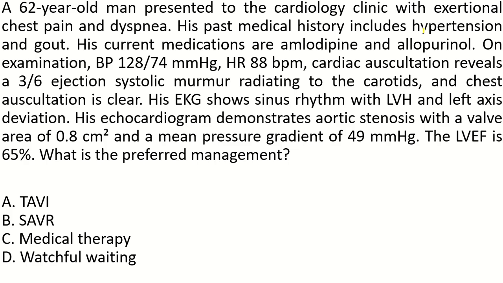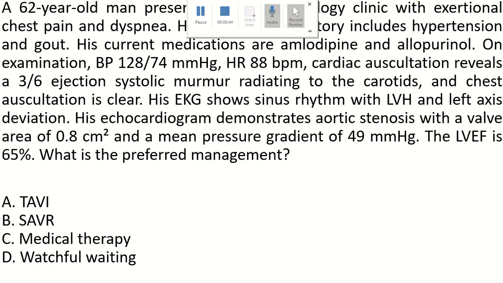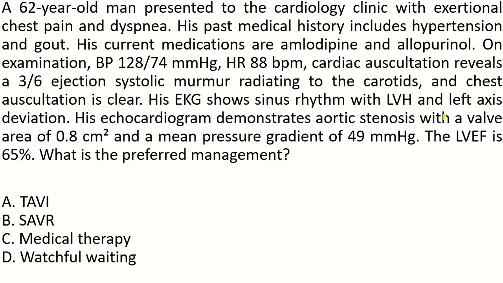His echocardiogram demonstrates evidence of aortic stenosis with a valve area of 0.8 and a mean pressure gradient of 49, with preserved left ventricular ejection fraction. The question asks about the preferred management in this case. Before answering this question, let's review the aortic stenosis guidelines according to the ESC.